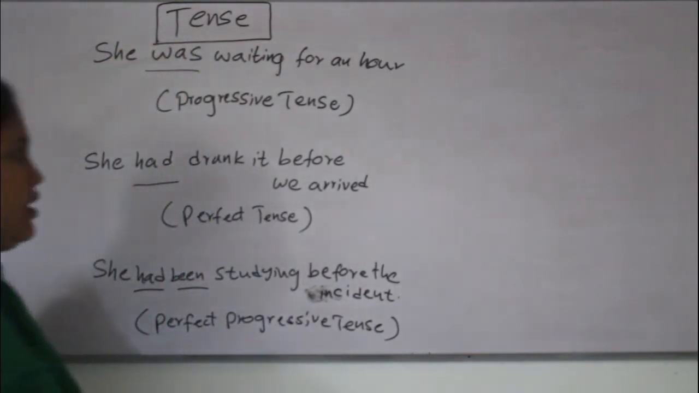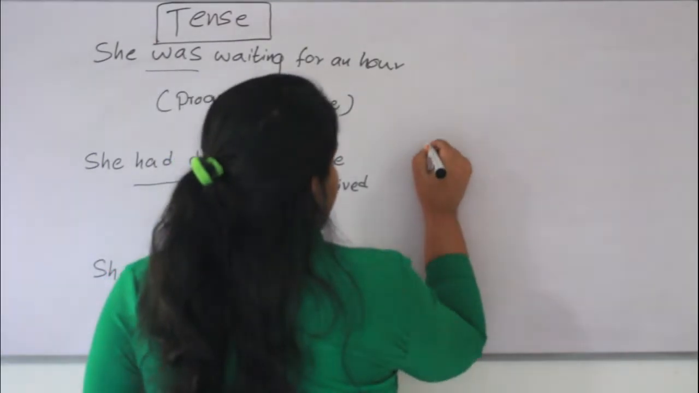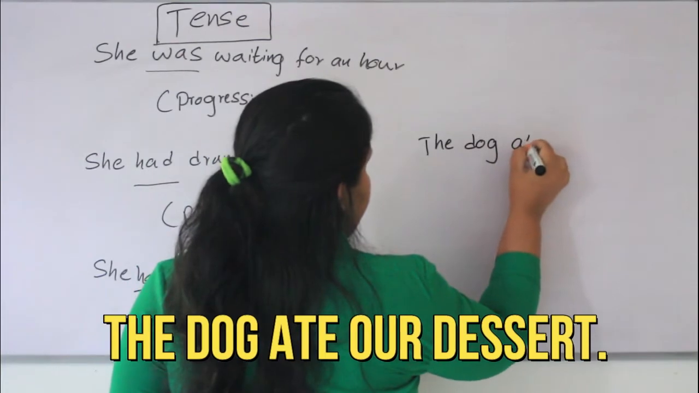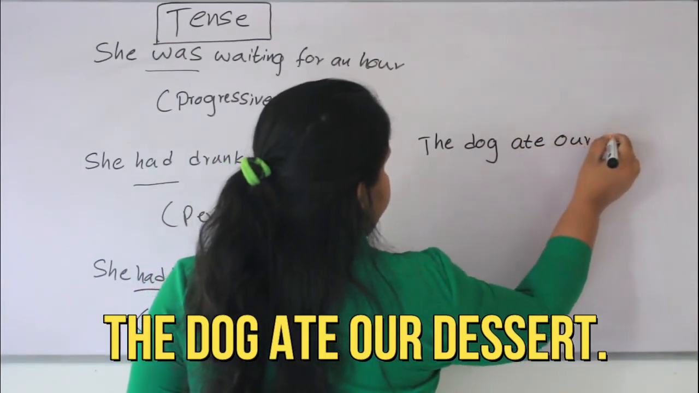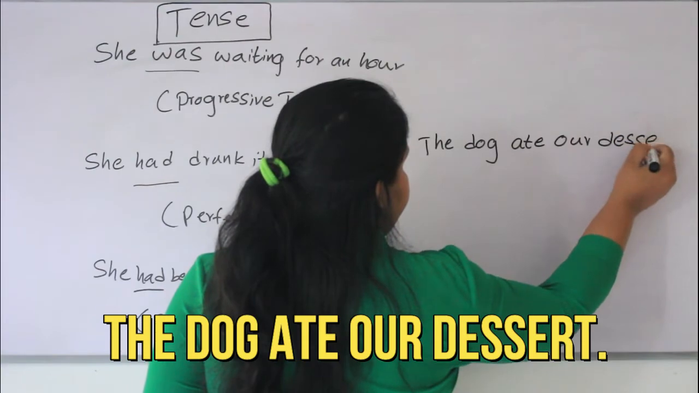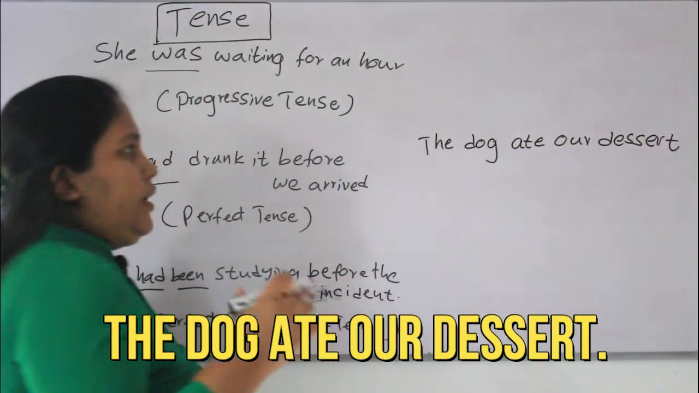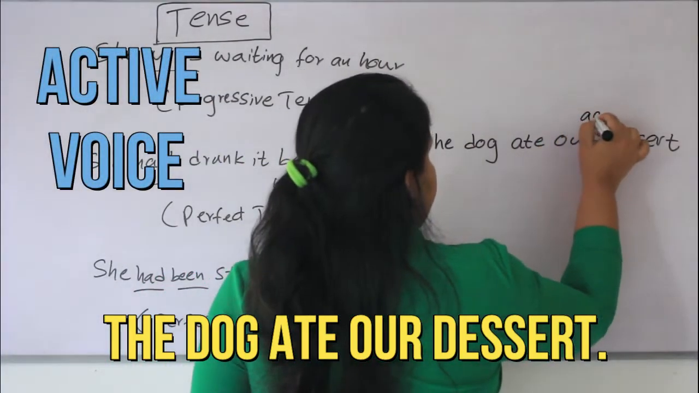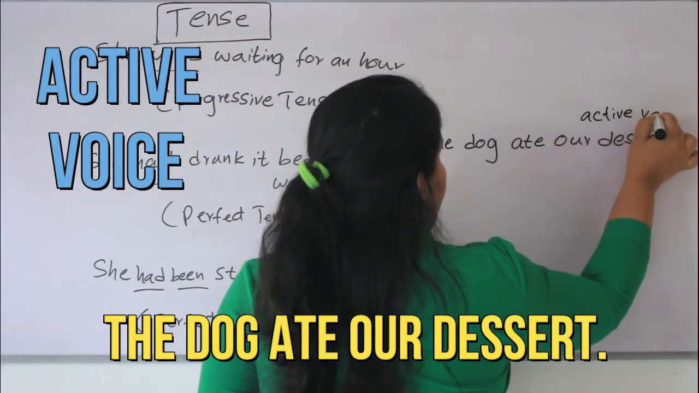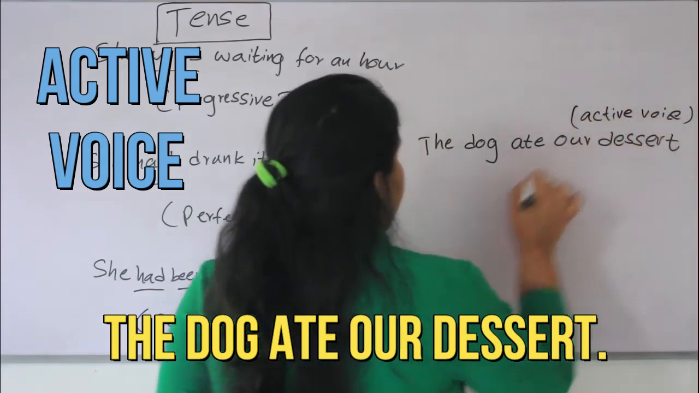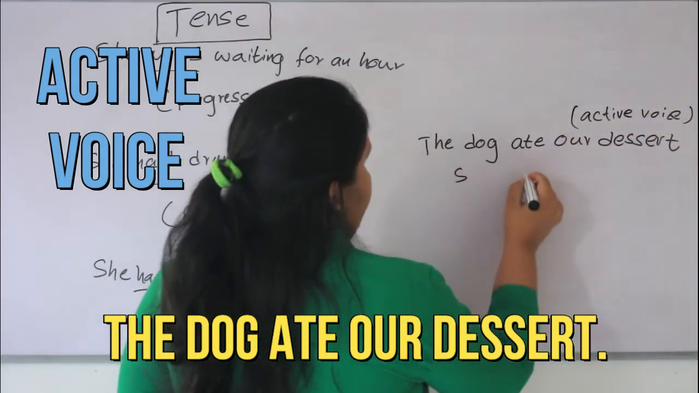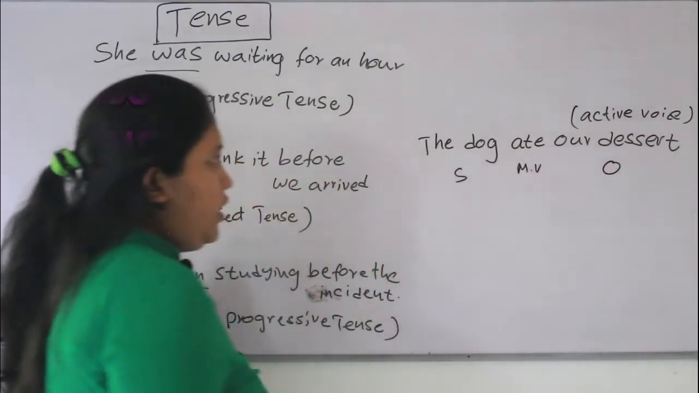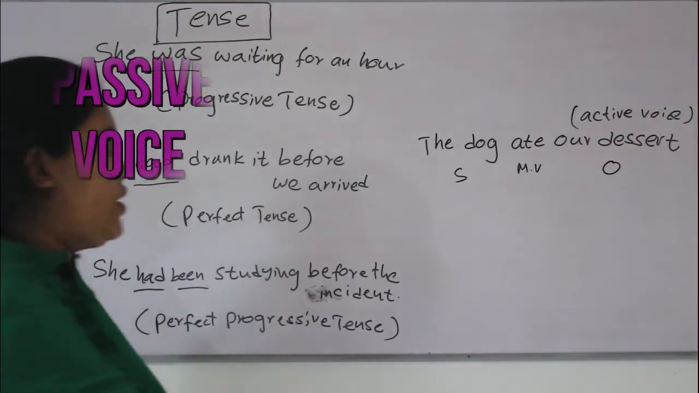Now look at this example. The dog ate our dessert. So, this is the active voice sentence. This is a subject and this is a main verb and this is an object. Now let's convert this sentence into passive voice.